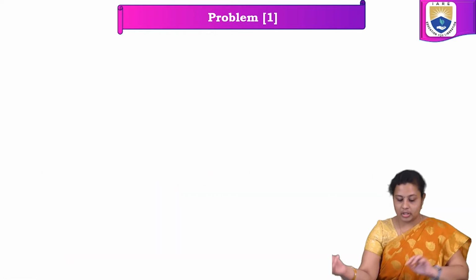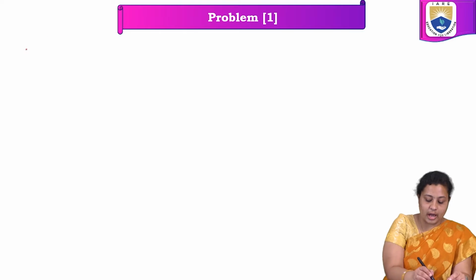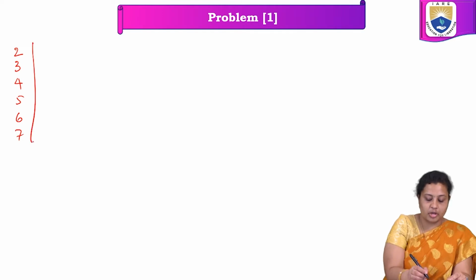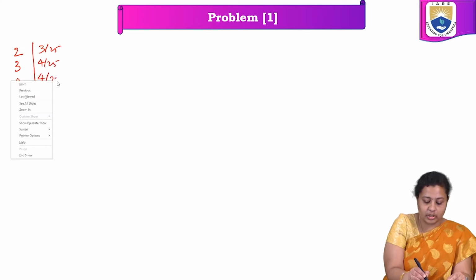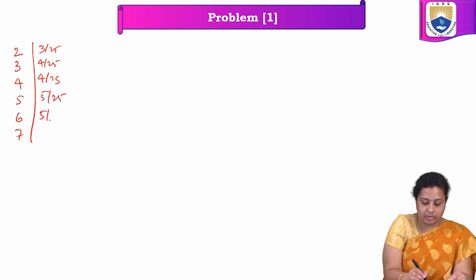Let me continue here. I have the intensity values 2, 3, 4, 5, 6, 7, and the normalized histogram values are 3 by 25, 4 by 25, 4 by 25, 5 by 25, 5 by 25, and again 4 by 25.